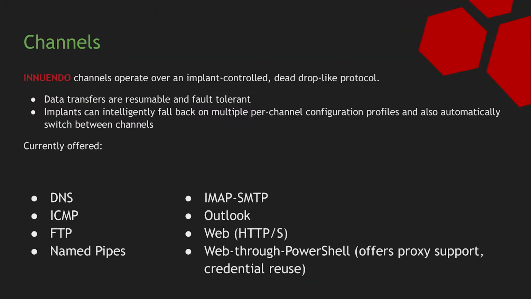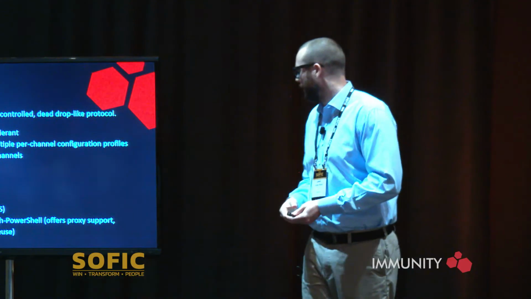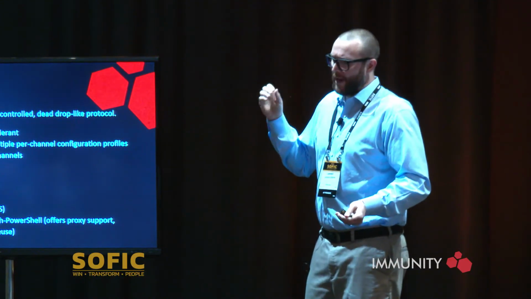So currently we offer DNS, ICMP, FTP, named pipes for internal network comms. They can all organize through the named pipes, pick one to actually exfiltrate out of the network through one of the other channels. IMAP, SMTP, Outlook, Web, and then Web through PowerShell. We also have the Python Executor module.